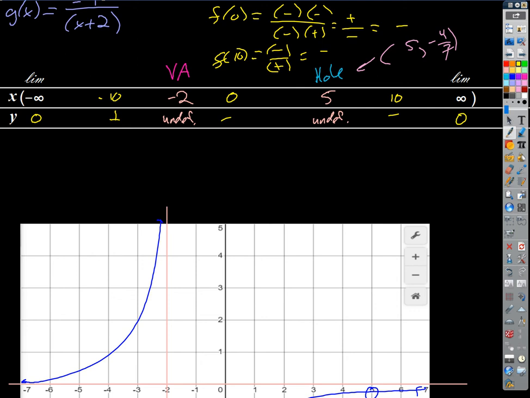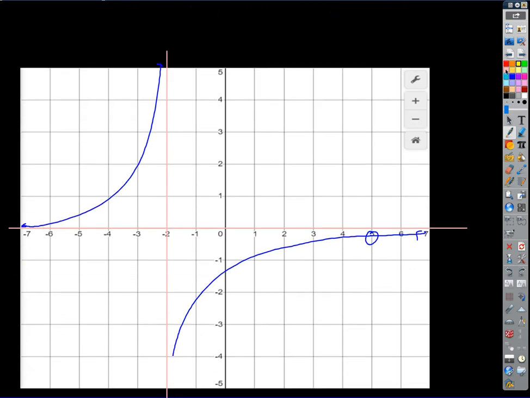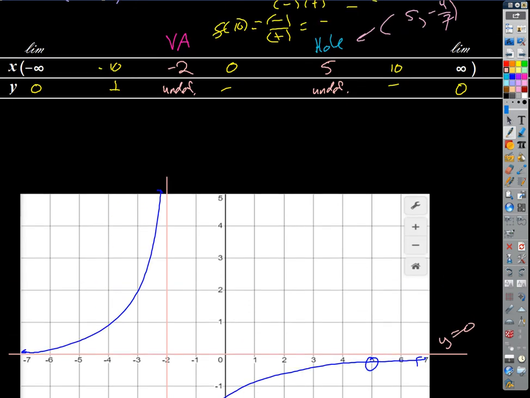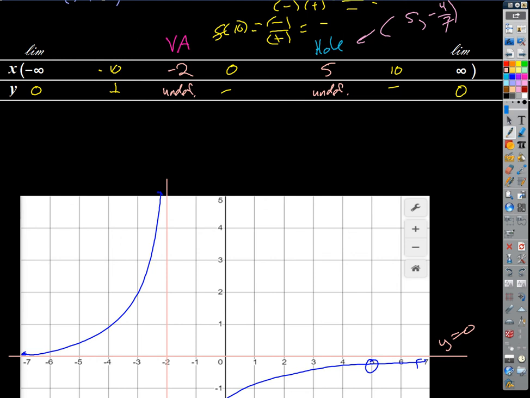Okay? So there's the equation of our horizontal asymptote. What's the equation of our vertical asymptote? X equals negative 2. Right? Okay, get the idea?